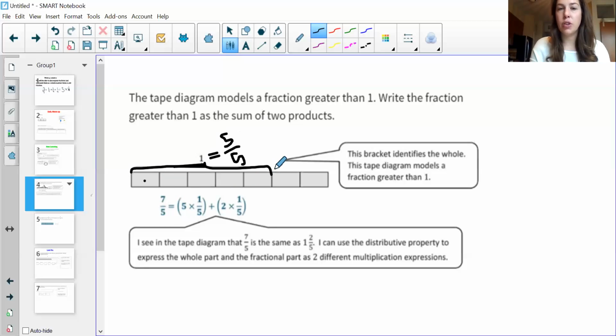Now there are 2/5 left. So this is equal to 2/5.